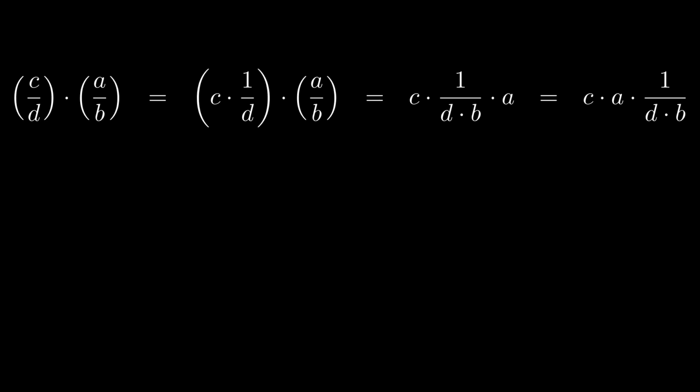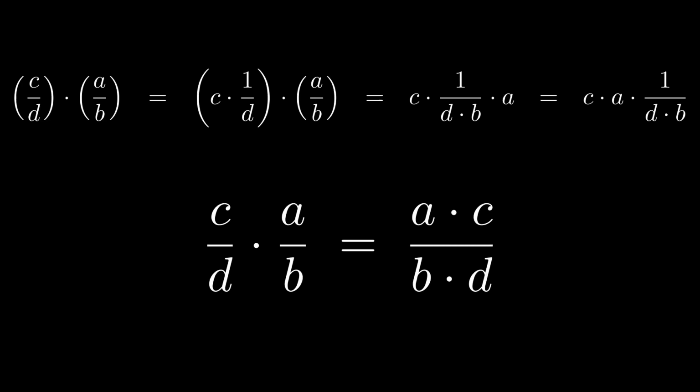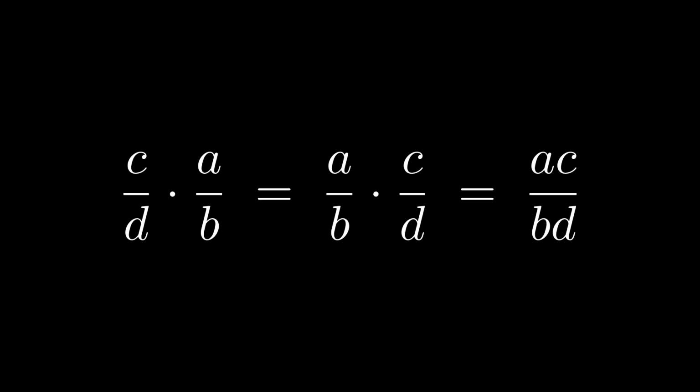From the shown formula, it should be apparent that we could have gotten exactly the same result if the roles of the two numbers were reversed. That is, if we had applied c over d to a over b instead of the other way around. Remember the commutative property of the natural numbers. A times c equals c times a, and b times d equals d times b. Therefore, the commutative property holds also for rational numbers.